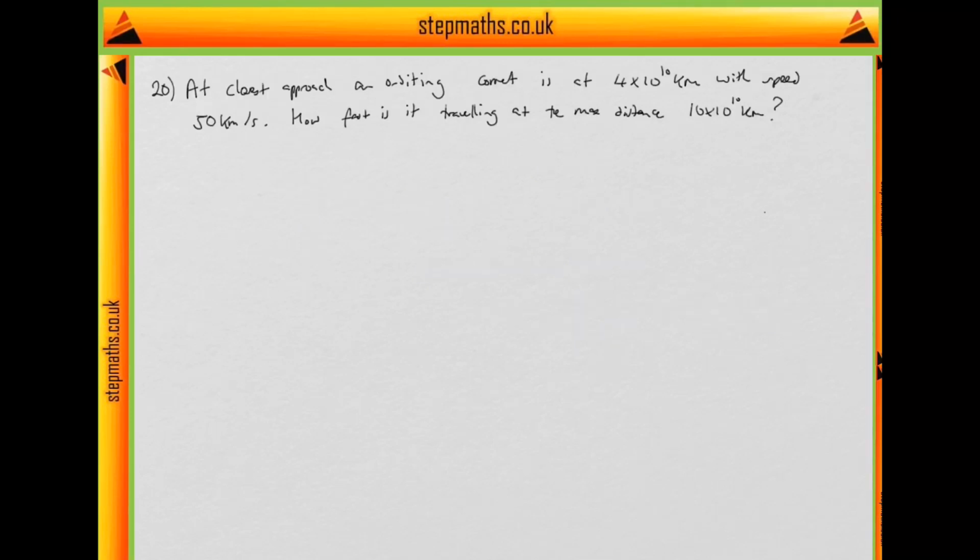So in question 20, we're told that a comet orbits a star, and we're told that at its closest approach, it is at 4 times 10 to the 10 kilometers with a speed of 50 kilometers per second. And how fast is it travelling at the maximum distance it is away from the star, at 10 to the 10 kilometers?